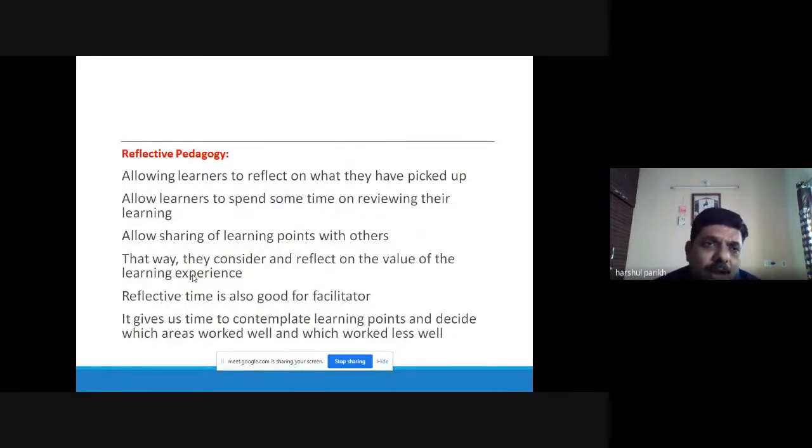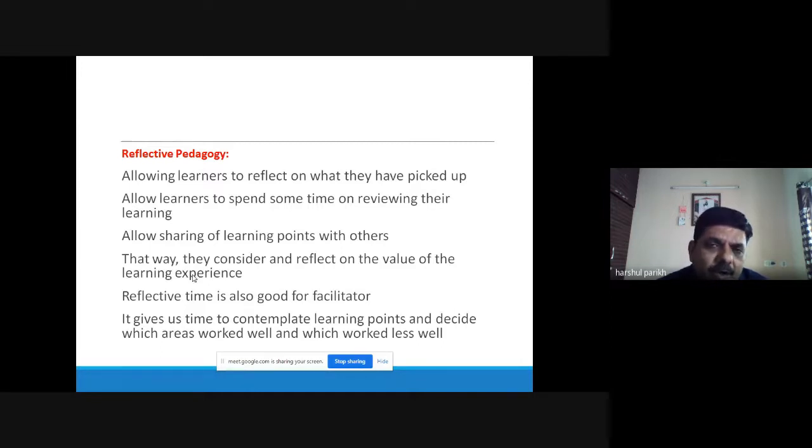What is the reflective pedagogy? Reflection means a kind of result: which kind of knowledge and which kind of concepts the learners have picked up from the previous pedagogical approach. So here it allows learners to review their learning, share their learning points with others, and consider and reflect on the value of the learning experience.